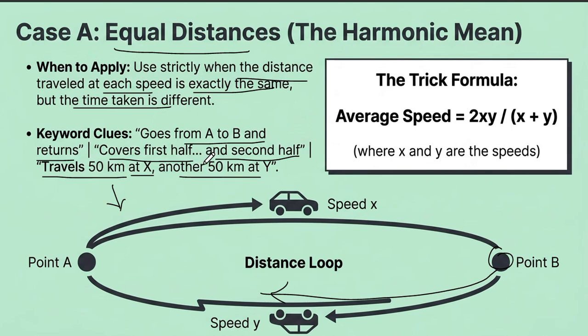So whenever distance is equal, to find out the average speed we'll use the formula 2xy divided by x plus y, where x is nothing but the speed of the first part and y is the speed of the second part. By using this formula we'll easily find out the average speed.